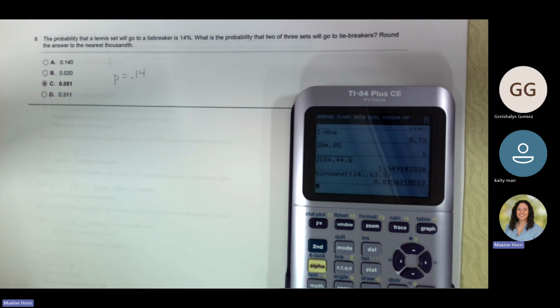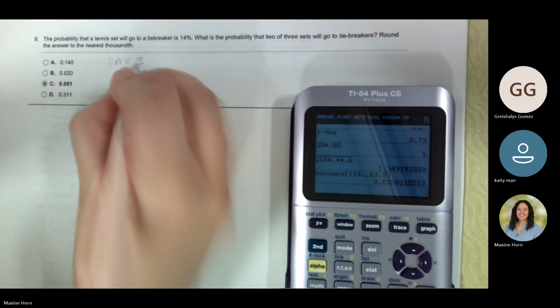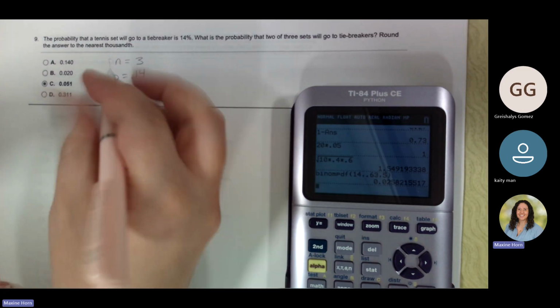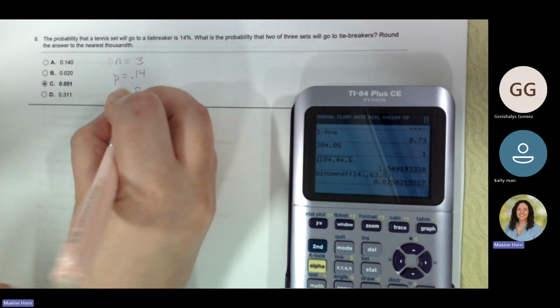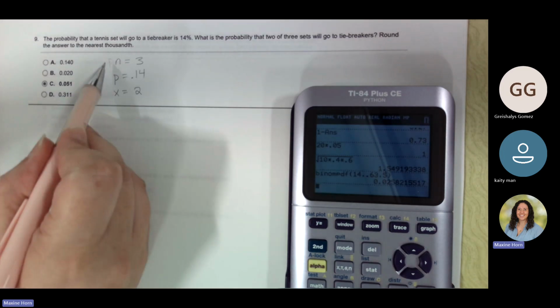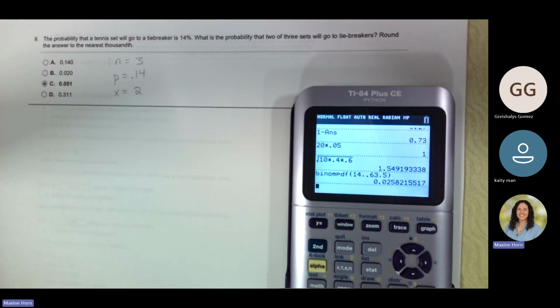Okay, so they're wording it a little bit differently here, but they're saying that there's a total of 3 sets, so our N is 3. And they want to know what's the probability that exactly 2 of them will go to a tiebreaker. You see how they've worded it a little bit differently there, but they're still giving us the same pieces of information that we need.